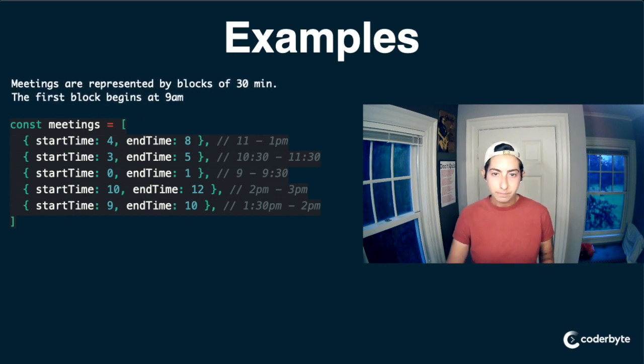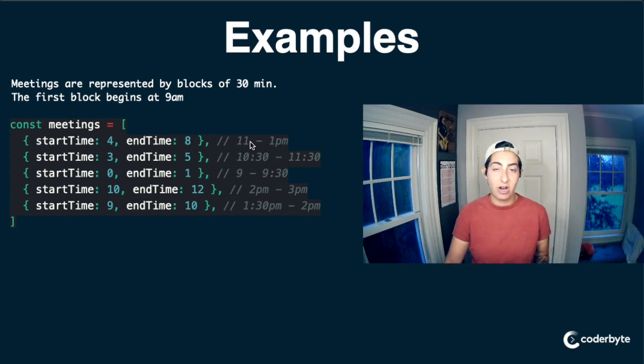That's number one. Here the meetings are represented by blocks of 30 minutes. So when I say 4, what I really mean is 4 blocks of 30 minutes past 9 a.m. You can start by saying 9 to 9:30 is the first block, 9:30 to 10 is the second block, 10 to 10:30 is the third block, and finally 10:30 to 11 is the fourth block, and that's how I got to 11 a.m.